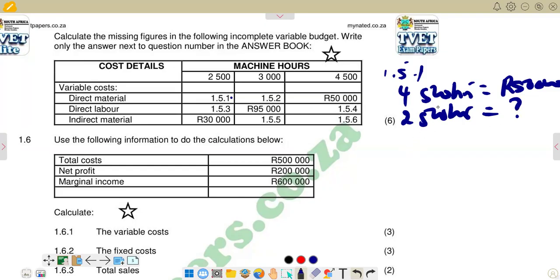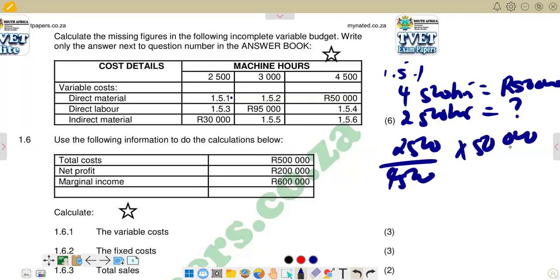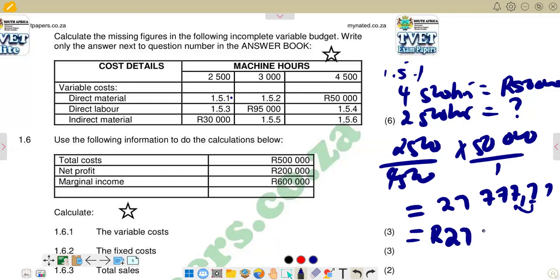So you can just use proportion there by saying what we don't have as a numerator, what we have as a denominator, and then we multiply by the given figure, which is 50,000. So calculate it correctly, you are going to get 27,777.7. So we can round it off to the nearest one number, whereby this 7 is going to change to become 8, and our answer becomes 27,778. This becomes 1.5.1.